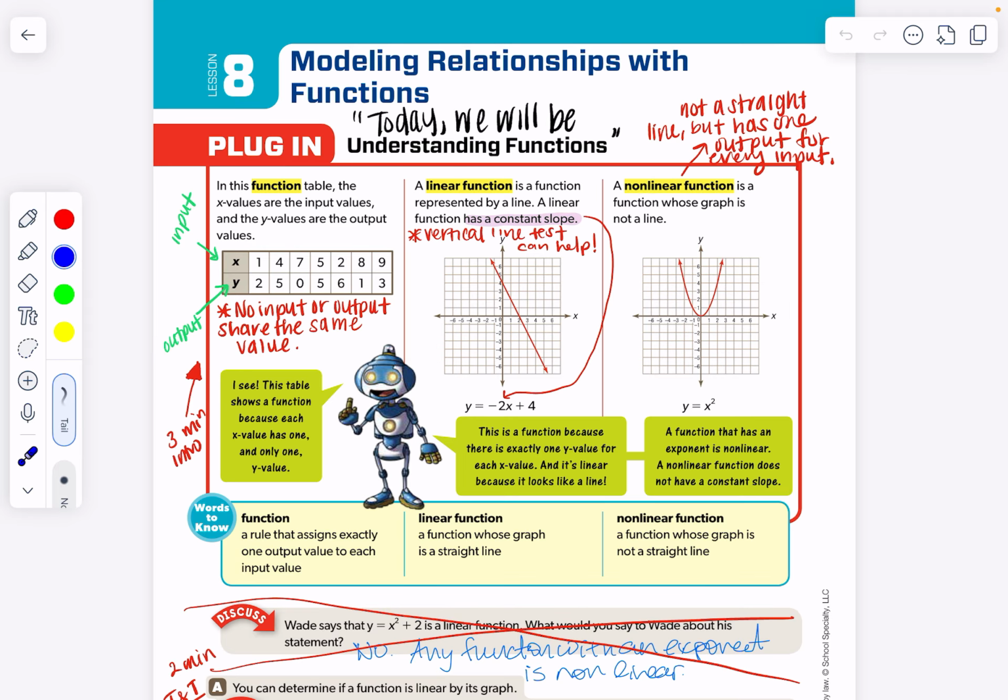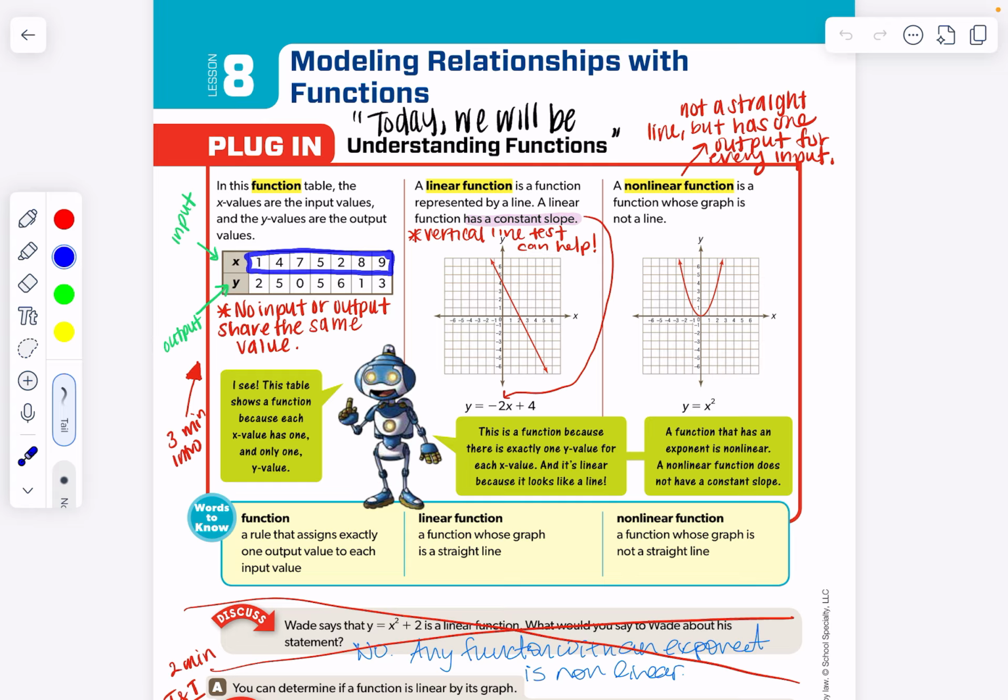Okay, here is a function table. In this function table, the x values are the input values, and the y values are the output values. Please note that every x value has one y value. And so, as you can see, none of these x values are repeated.